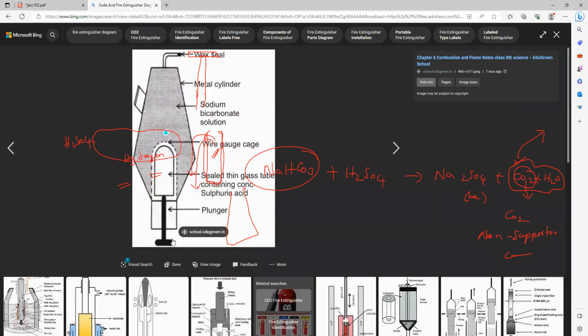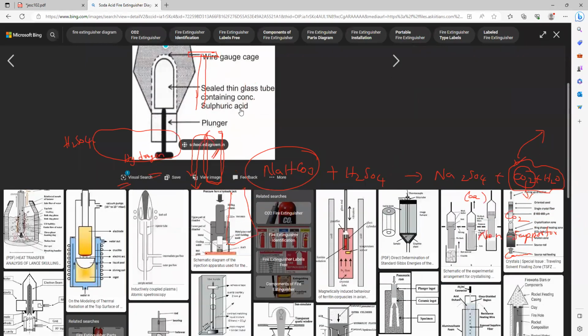So we have a piston here, or we can say a plunger. If I hit it to the ground, what will happen? Like a nail, it will go and break this sulfuric acid glass tube, so that it will mix with the sodium bicarbonate solution. Immediately through the nozzle, the carbon dioxide gas will come out forcefully. So it will help to put out the fire.